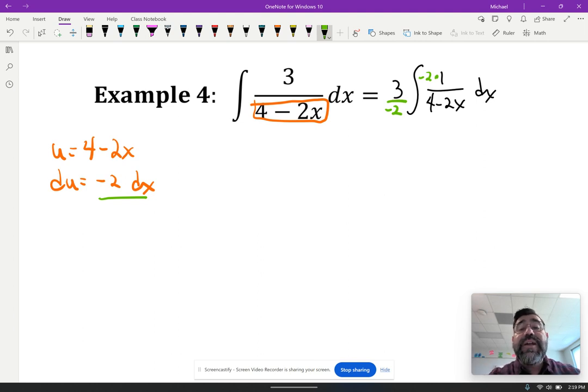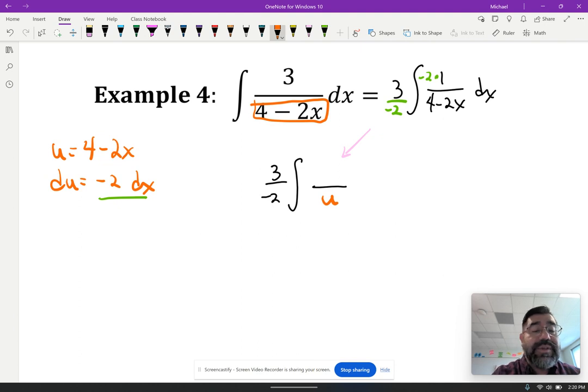I haven't changed the value of the integral, but I made the integral so that now on the outside, I have 3 over -2 times the integral. In the denominator, I have u. In the numerator, I have -2 times dx, which is du. So let me replace that in green, du. So here I had what I needed. I can replace it that way. I can also write this over here to the side and just say, oh, that's 1 du.